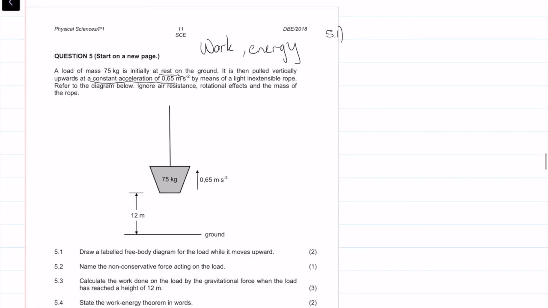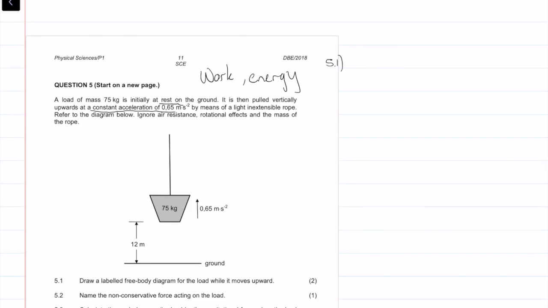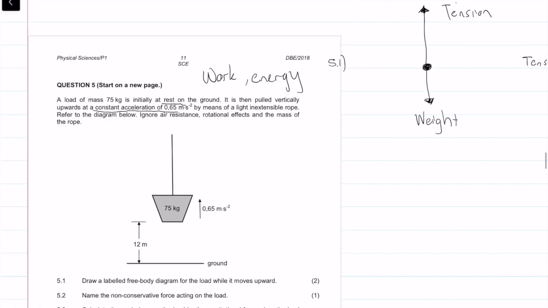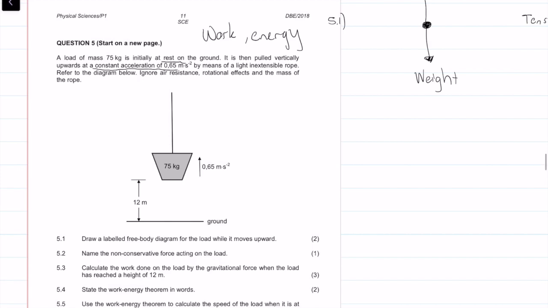Draw a labeled free body diagram of the load while it is moving upwards. So for our load, there's definitely a weight acting downwards and the tension force acting upwards. It might be worth putting in here that tension is greater than the weight because we know it is moving upwards. So you should draw those arrows accordingly. The arrow for tension should be greater than the arrow for weight. And we get 2 marks for that.